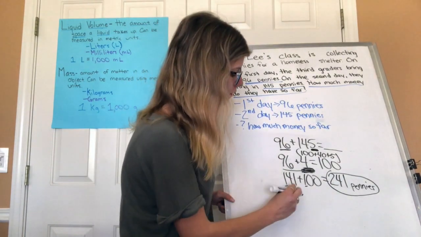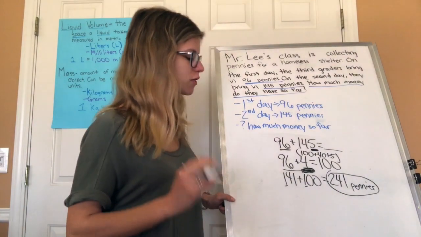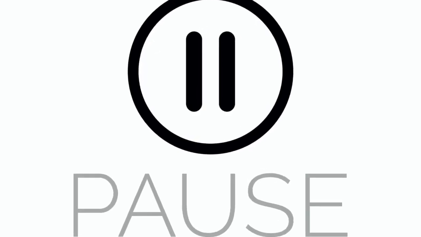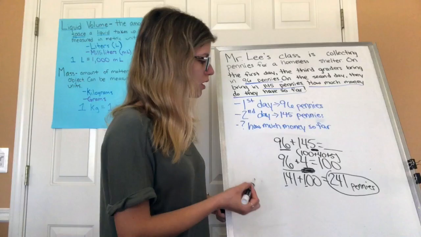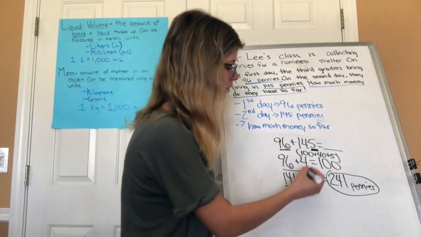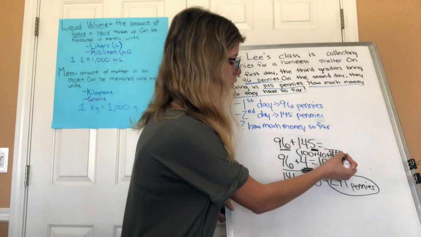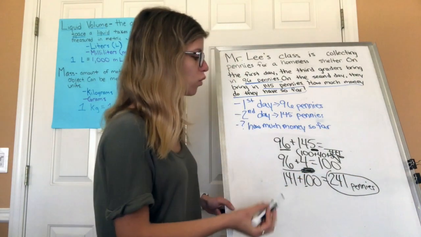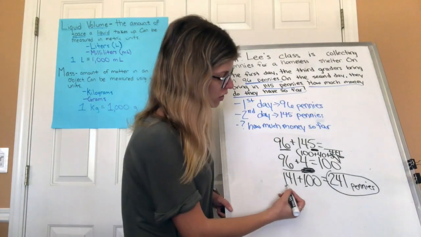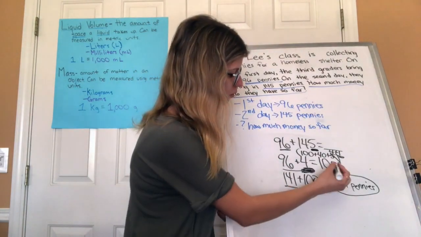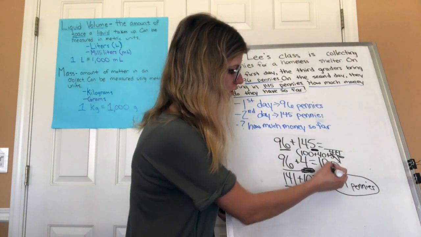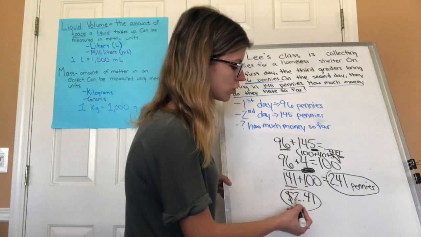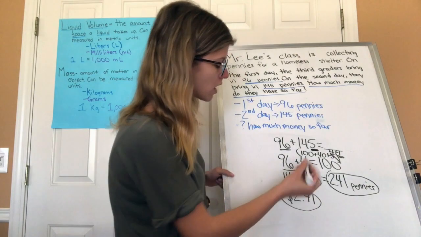Where did 141 come from? Pause me and think about where I got 141. I got 141 because I already used 4 of my 5 in the ones place. So then I had to still show that other 1 that I hadn't used yet. So then I did 141 plus the 100 from here, which equals 241 pennies. So far they've raised $2.41.